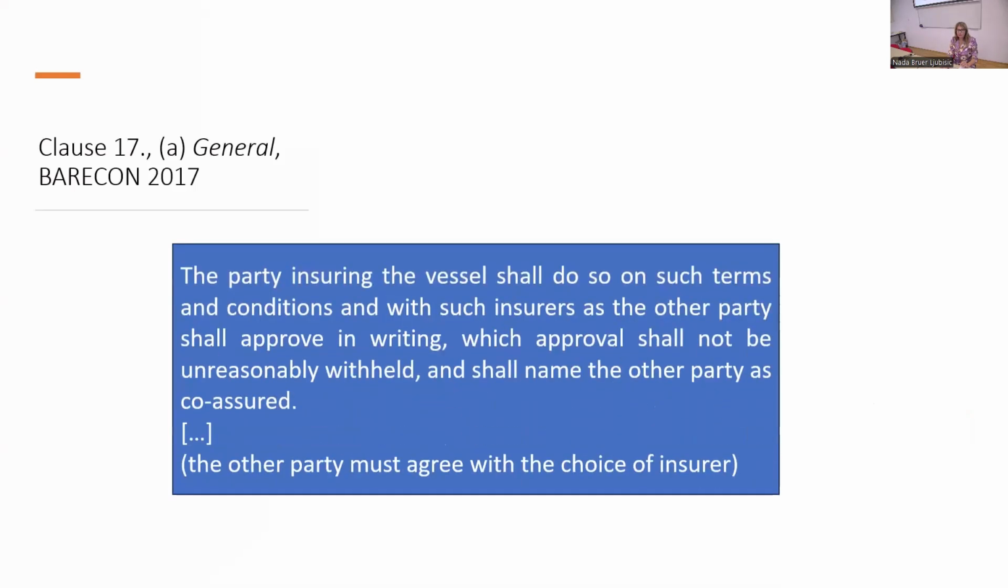According to this provision, sub-clause A actually, the party insuring the vessel shall do so on such terms and conditions and with such insurance as the other party shall approve in writing. Also, the party insuring the vessel shall name the other party as co-assured. So according to this provision, the other party must agree with the choice of insurer.